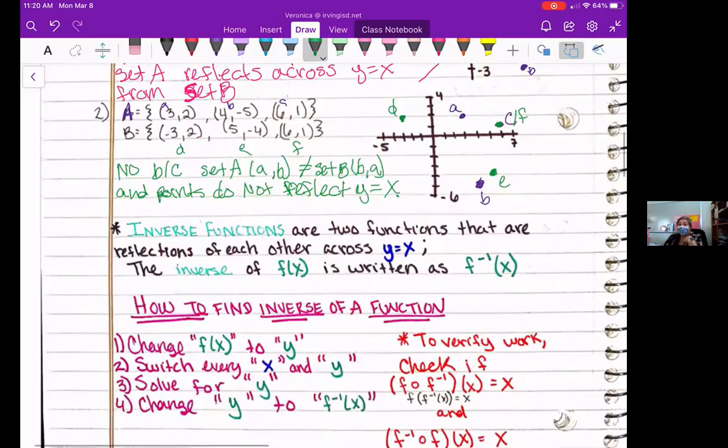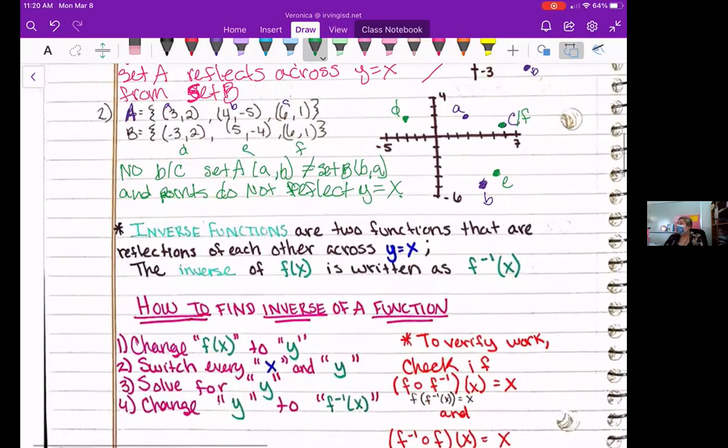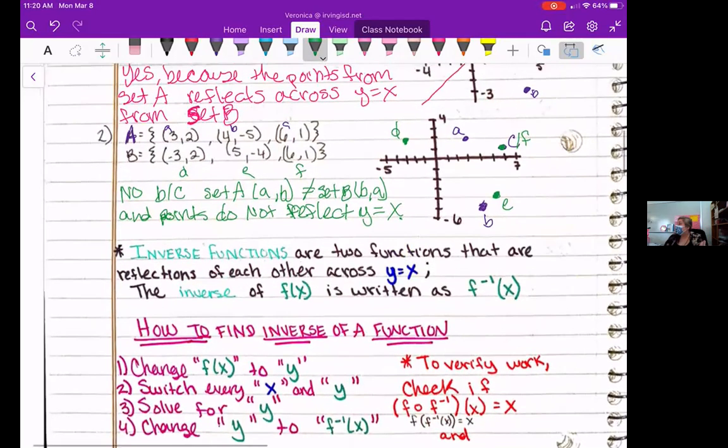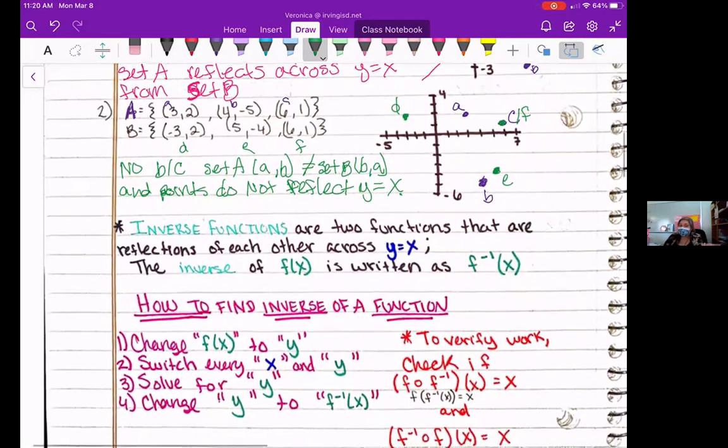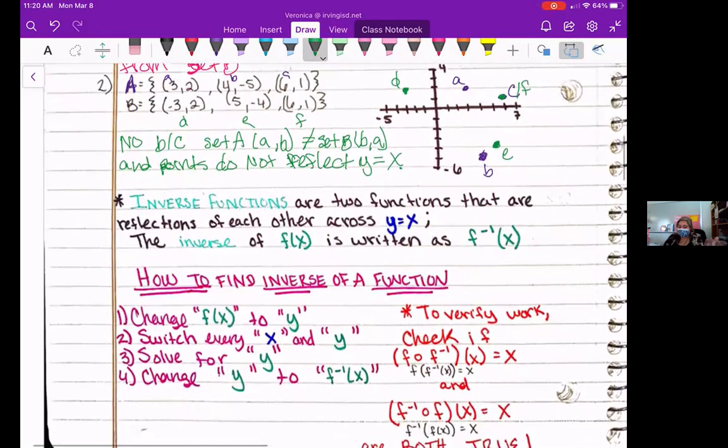Okay, so that's an inverse relation, right? Which means that they're just random dots that I chose, and I'm checking to see if they're inverses of each other. So inverse functions, this is where we're actually going to get into our real lesson, right? Inverse functions are two functions that are relations of each other across y equals x, which is pretty much what we just talked about, right?